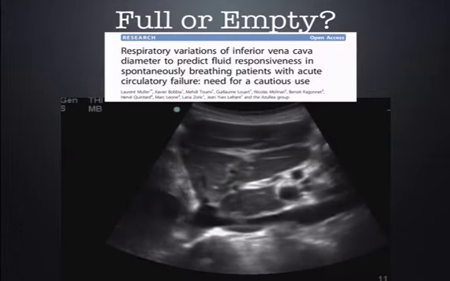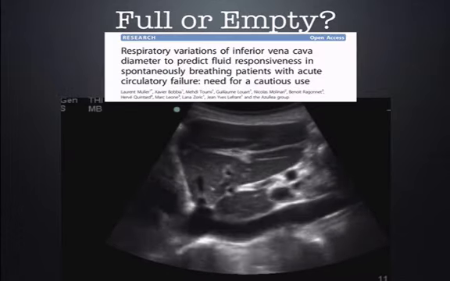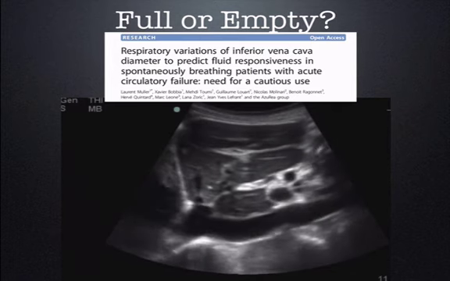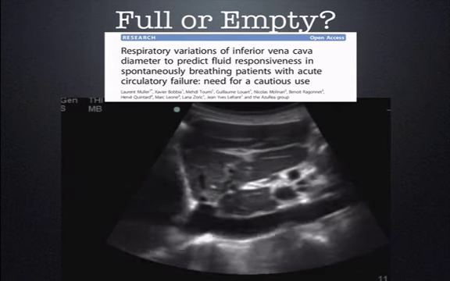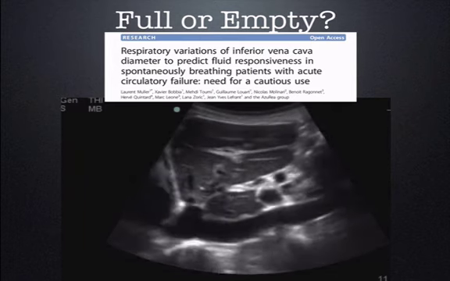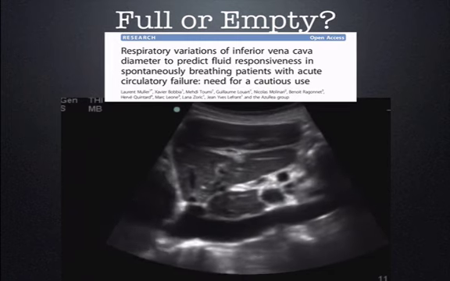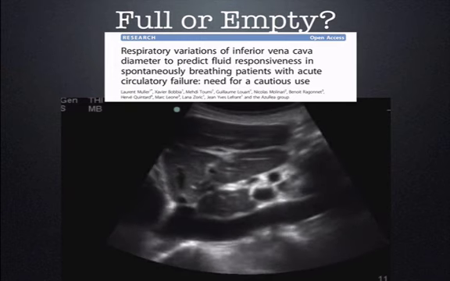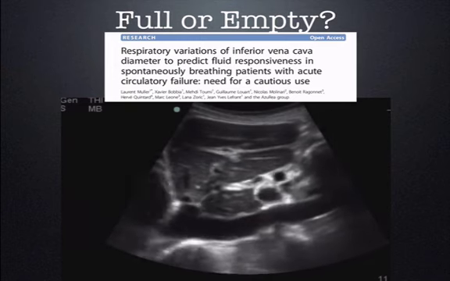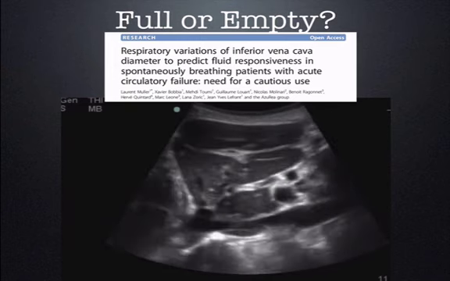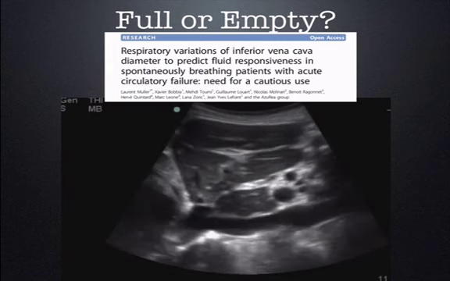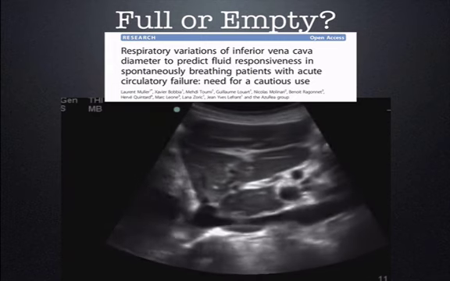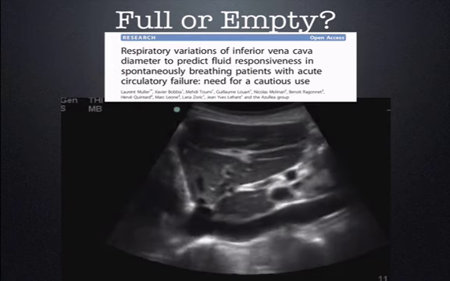Another study done in 2012 by Mueller and colleagues did a study not so much comparing CVP to IVC collapse, rather they were looking at fluid responsiveness and IVC collapse. Fluid responsiveness meaning you get a fluid bolus, that increase in preload in turn increases your cardiac output or moves that patient up Starling's curve.